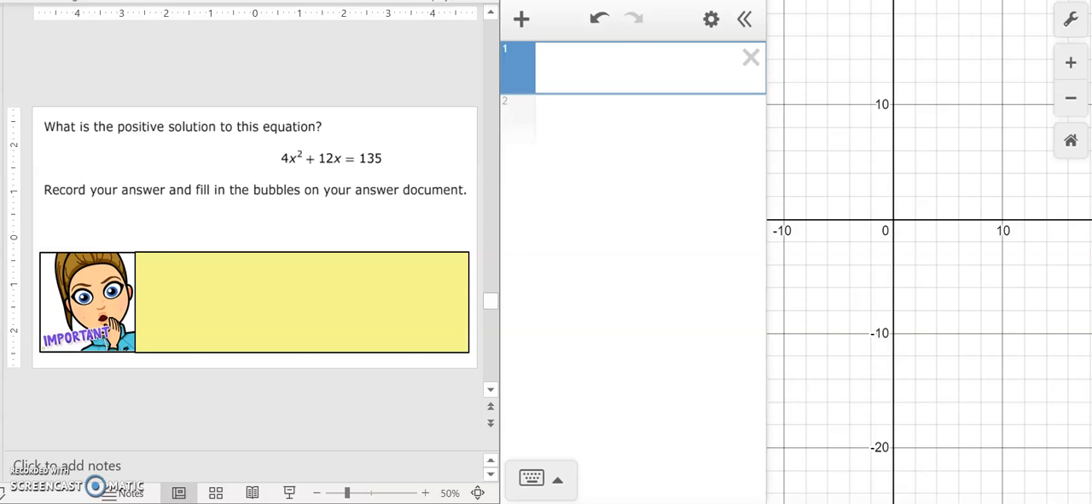All right, guys, let's look at how we can use Desmos to help us solve quadratic equations. So we have our example here on the left. What's the positive solution to this equation? 4x squared plus 12x equals 135. And we have to find the positive solution.